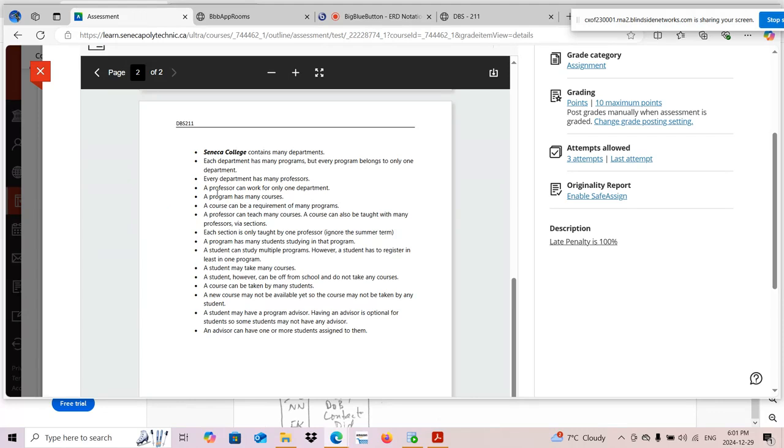So you write these business rules. For example, a professor can work for only one department. A program has many courses. Once you've written these, you identify the entities. Now, entities are usually the common nouns. We have proper nouns and common nouns. The common nouns around which information evolves become candidates to be an entity, and an entity usually becomes a table once you implement it in the database management system.